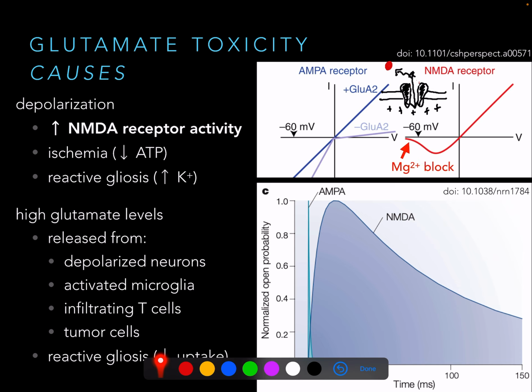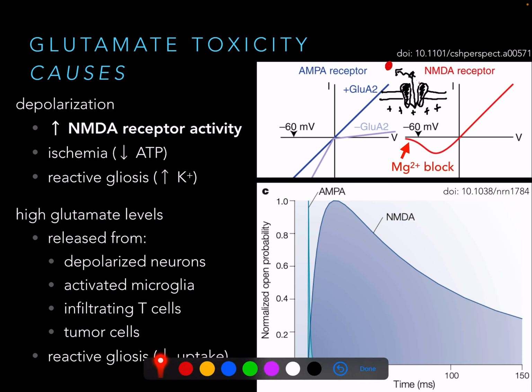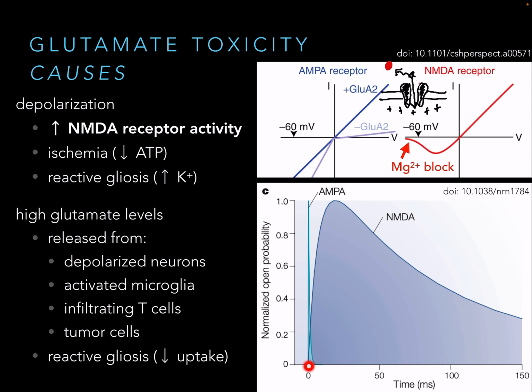Now, why is the NMDA receptor important? Let's take a look down here. The y-axis is showing us the open probability. That is, how long the receptor is open, because x is showing us time. So once we apply some glutamate, the AMPA receptor opens up very quickly and then almost immediately desensitizes. So if you look at the area under the curve, AMPA receptors don't move a whole lot of ions.